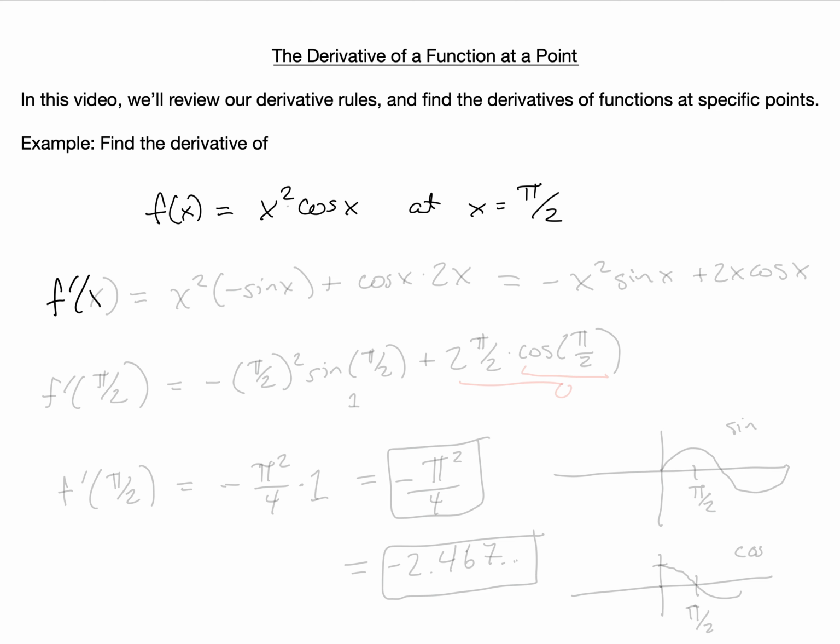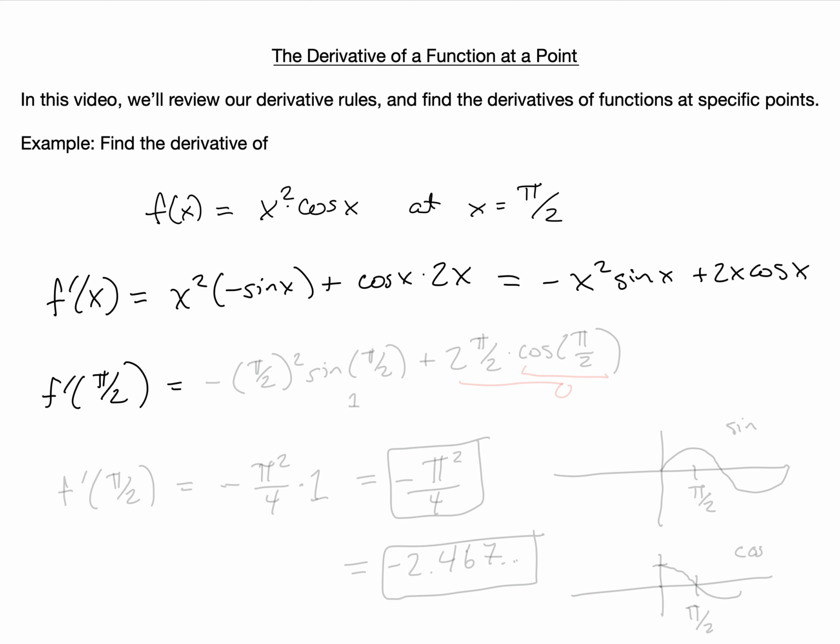So f prime of x, there's a product here, x squared times cosine of x, so we need the product rule. This is the first times the derivative of the second. The derivative of cosine of x is negative sine x, plus the second, that's cosine of x, times the derivative of the first, which is 2x. We can rewrite that if we wish, as negative x squared times sine of x plus 2x cosine of x. Now we just want to evaluate that at x equals pi over 2.